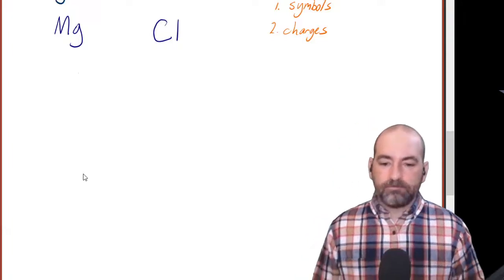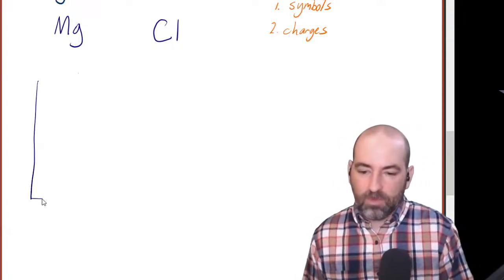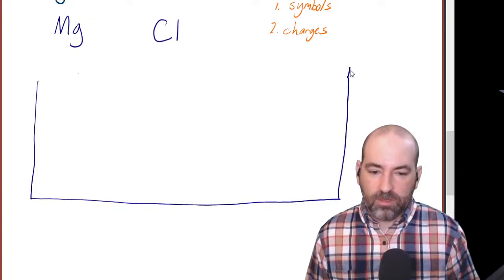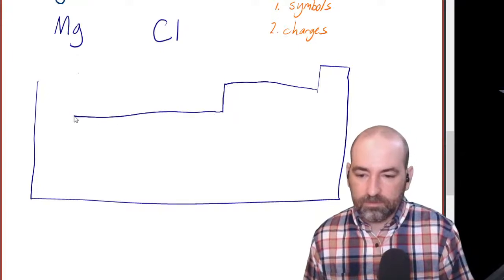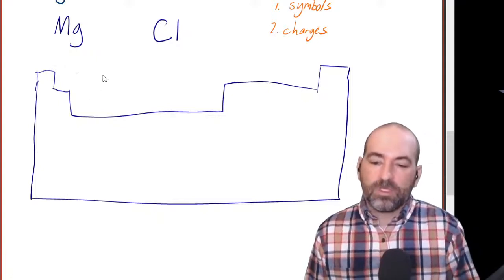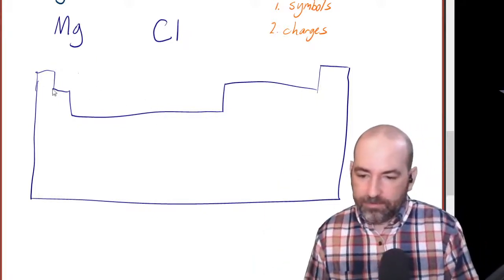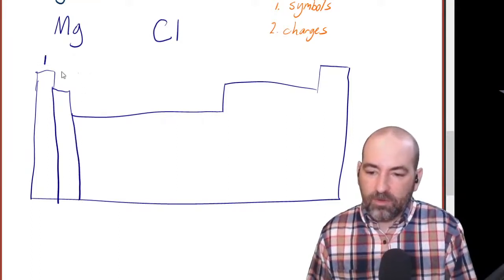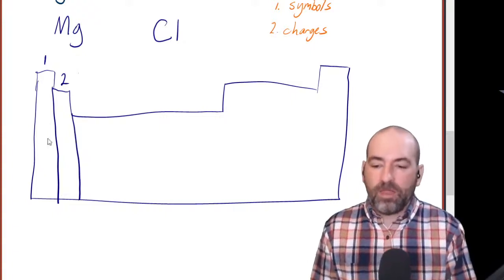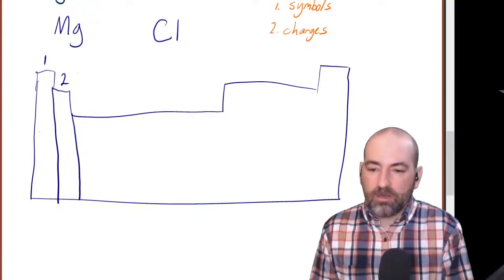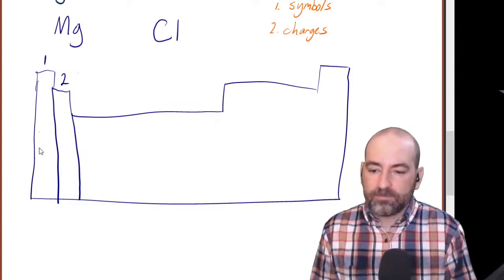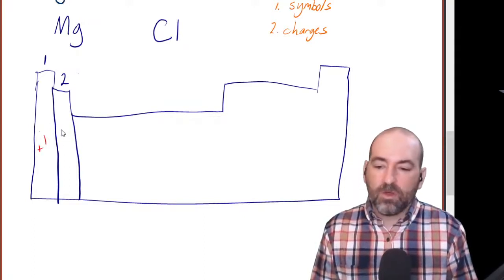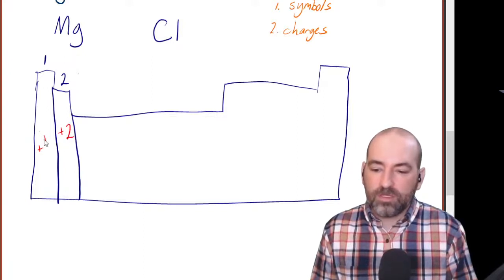And so I'm going to draw a quick periodic table here to show you this. If this is our general shape of the periodic table, we can split it up into some groups or families or columns. We've got column 1, we've got column 2. All the atoms in column 1 always make +1 ions, and all the atoms in column 2 always make +2 ions.